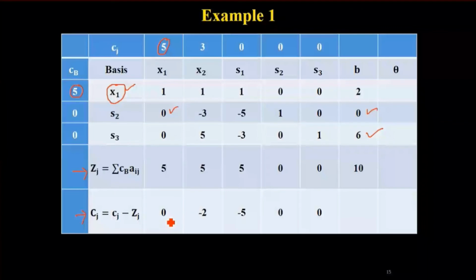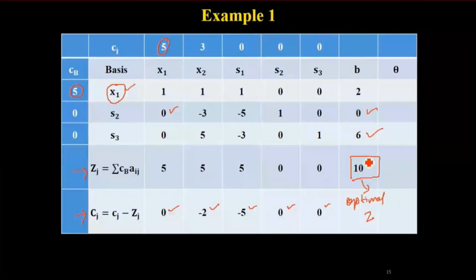So we will get what? The capital Cj is, first you will get 0, second you will get minus 2, third you are getting minus 5, 0, 0. That means all the values are either negative or 0. If you are getting negative or 0, then that means you got the optimal solution. And what is the solution? This is the optimal Z value.